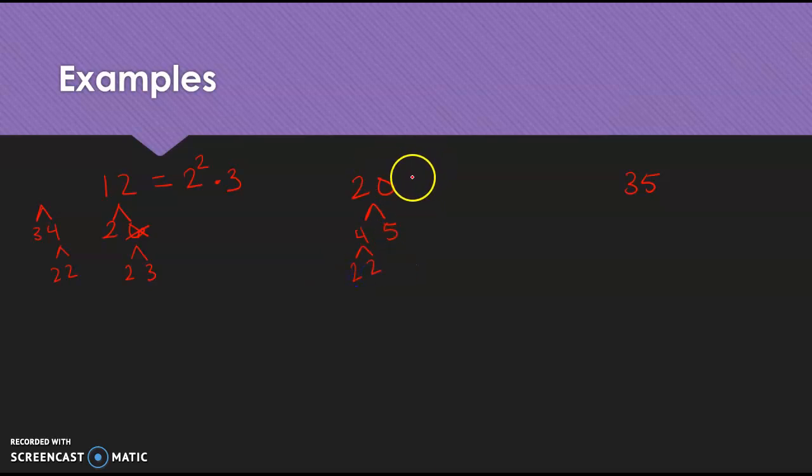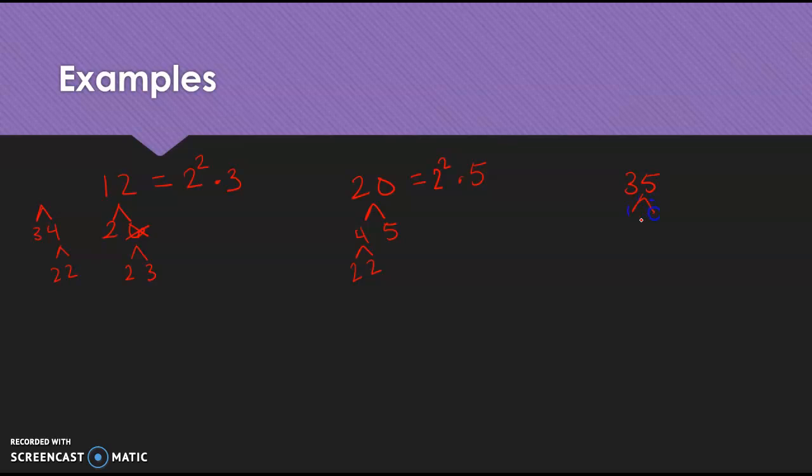And so when I go to write this prime factorization, again, I've got 2 2's, so that's 2 squared. If I had 3 2's, then I'd write 2 to the 3rd power times 5. That's my prime factorization. And then that's it. Okay, moving on.